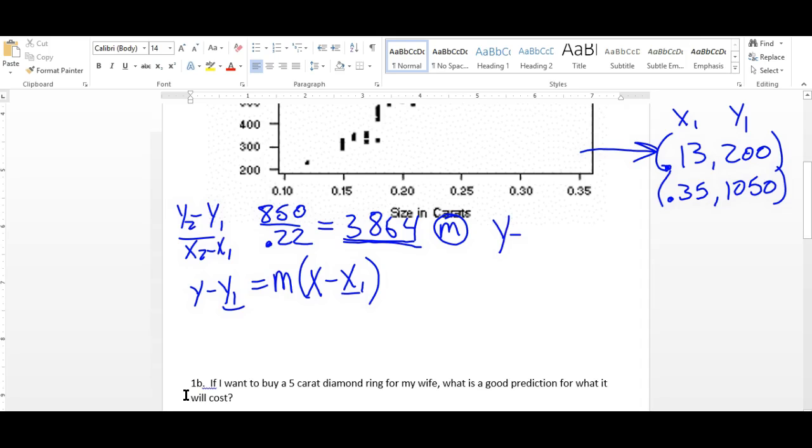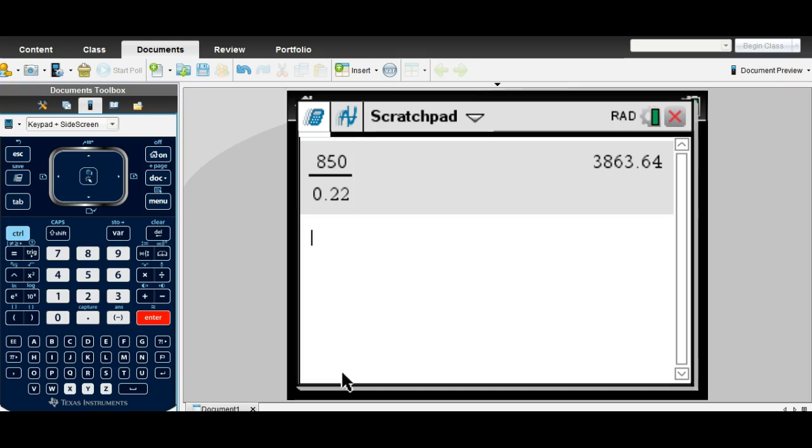M is the slope that I just found. So, y minus 200 equals m, which is 3864, x minus 0.13. Distribute and solve for y, and we're going to get 3864x minus 3864 times 0.13. Well, I'll do the whole thing. 3864 times 0.13, we get 502. I'm going to round it off to 502.